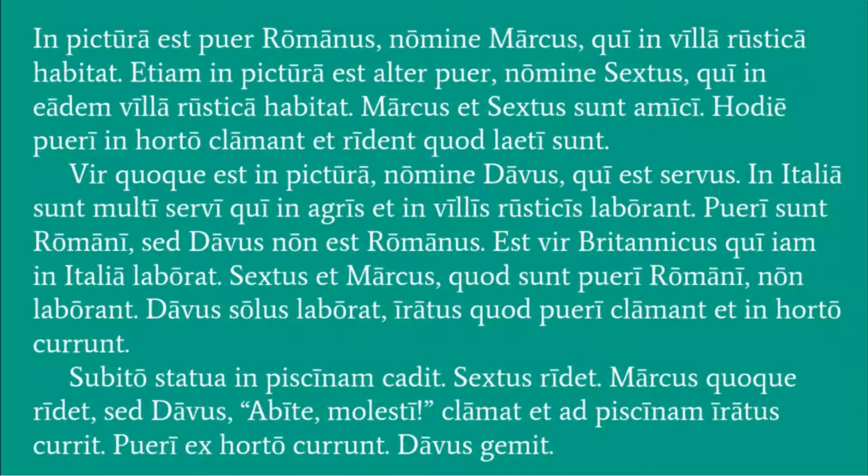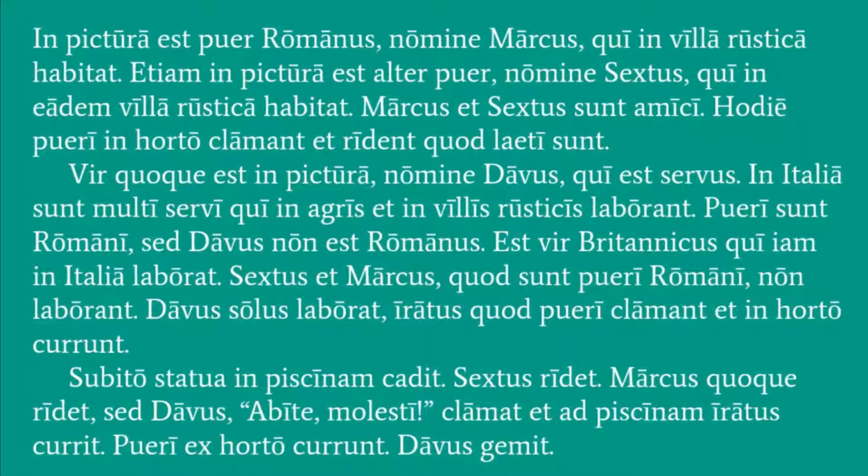Okay. Then we continue. In Italia sunt multi servi qui in agris et in vilis rusticis laborant. So in Italy, in Italia, there are many slaves, multi servi. And again, this is the plural form of servus, becomes servi. There are many slaves who work, laborant, in agris, in the fields, and in country houses, in vilis rusticis. This is the plural form of villa rustica.